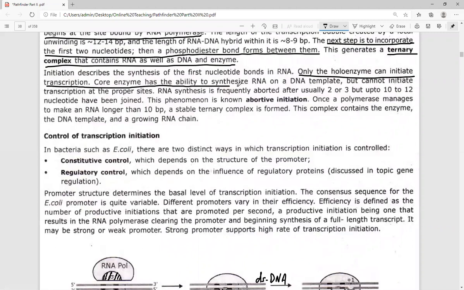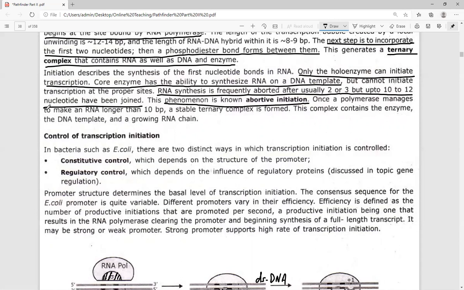Core enzyme has the ability to synthesize RNA on a DNA template but cannot initiate the transcription. RNA synthesis is frequently aborted, usually 2 to 3 times, until 10 to 12 base pairs of nucleotides have been joined. This phenomenon is called abortive initiation.